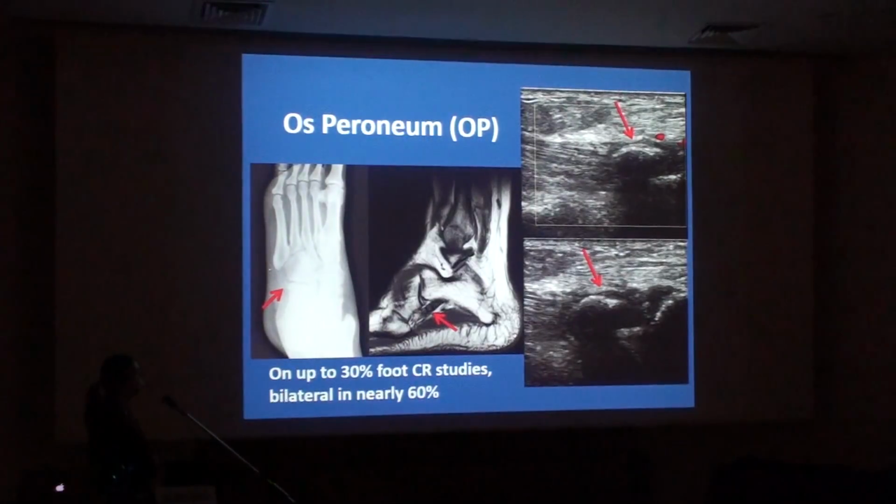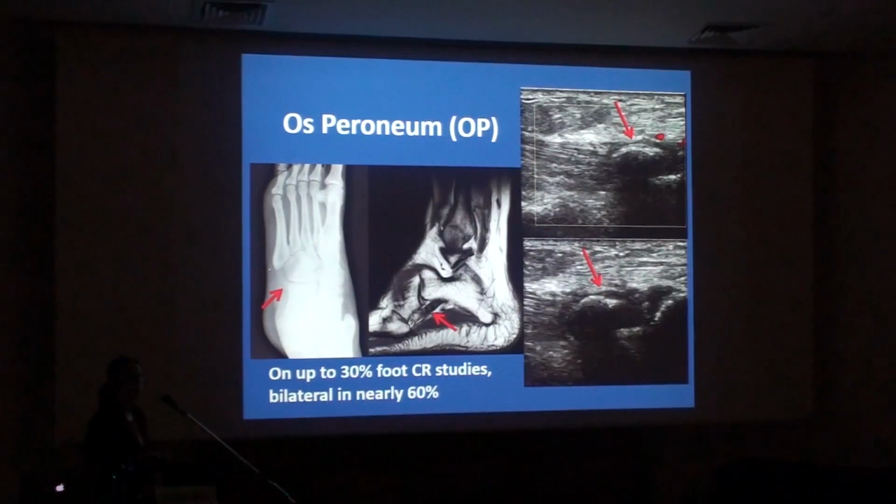The os peroneum is variably present, seen in up to 30% of foot radiographs, and if you see it ossified on the radiograph, in about 60% of people it could be bilateral. This could be seen as an isolated single ossicle or a bipartite or multipartite ossicle. What is important is that if the ossicle is bipartite or multipartite, the fragments are not separated by more than 2 millimeters.